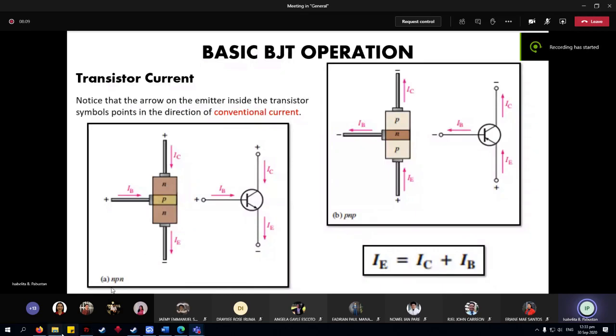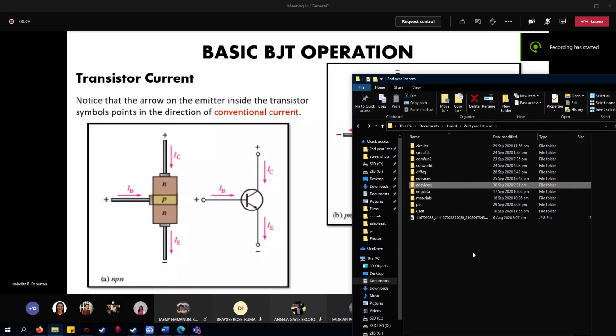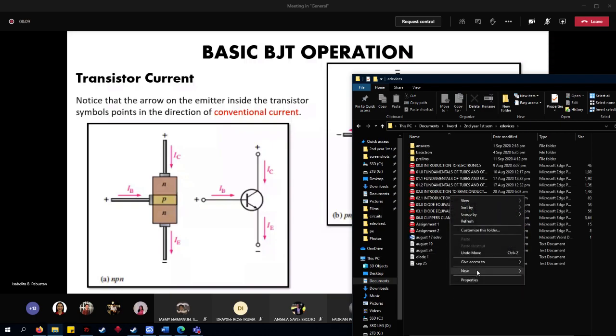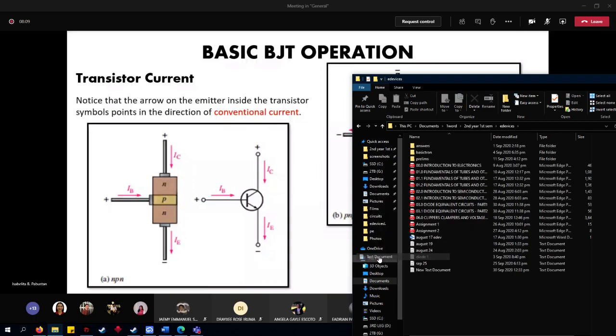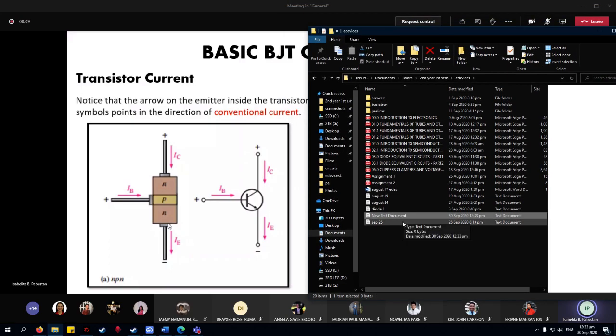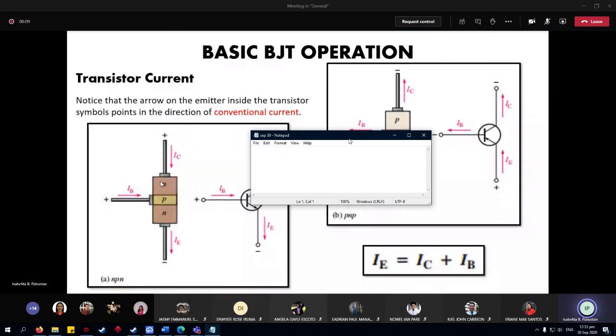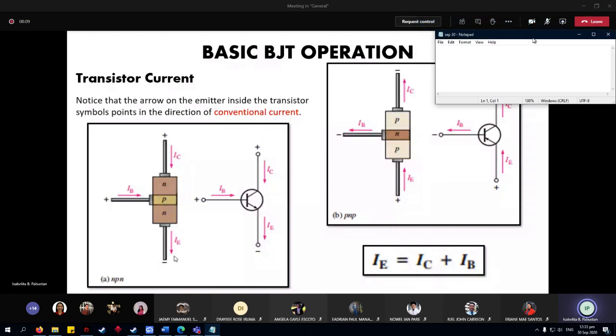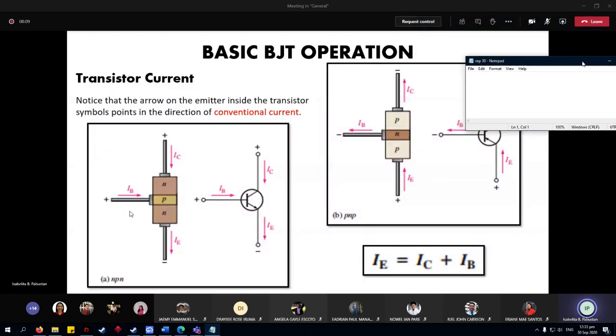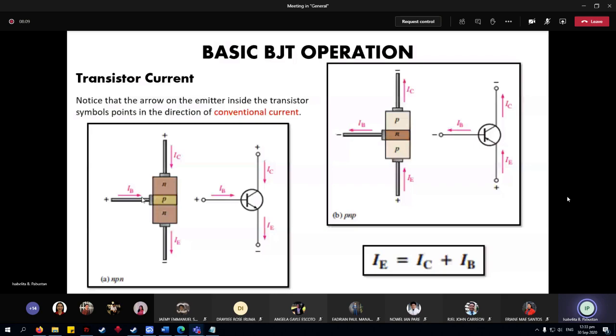Or an NPN, the formula, our very basic formula, will still be the same. That is, if you look at this, you have here the emitter current going out. Let us just look at this as a node. So going out of the node, you have here the IB and the IC. Same also for the PNP. In the PNP, your IE is entering this node, and the IB and the IC are leaving.